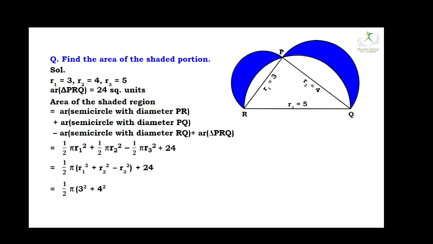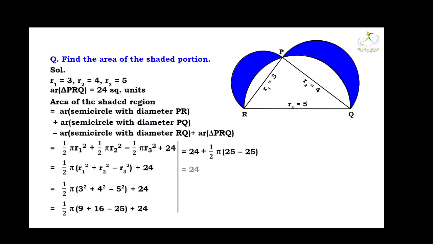What is 3 square plus 4 square? It's 25 minus 25. So it clearly says that 0 pi, correct? That means 24 is the result. Through that, what is your understanding?